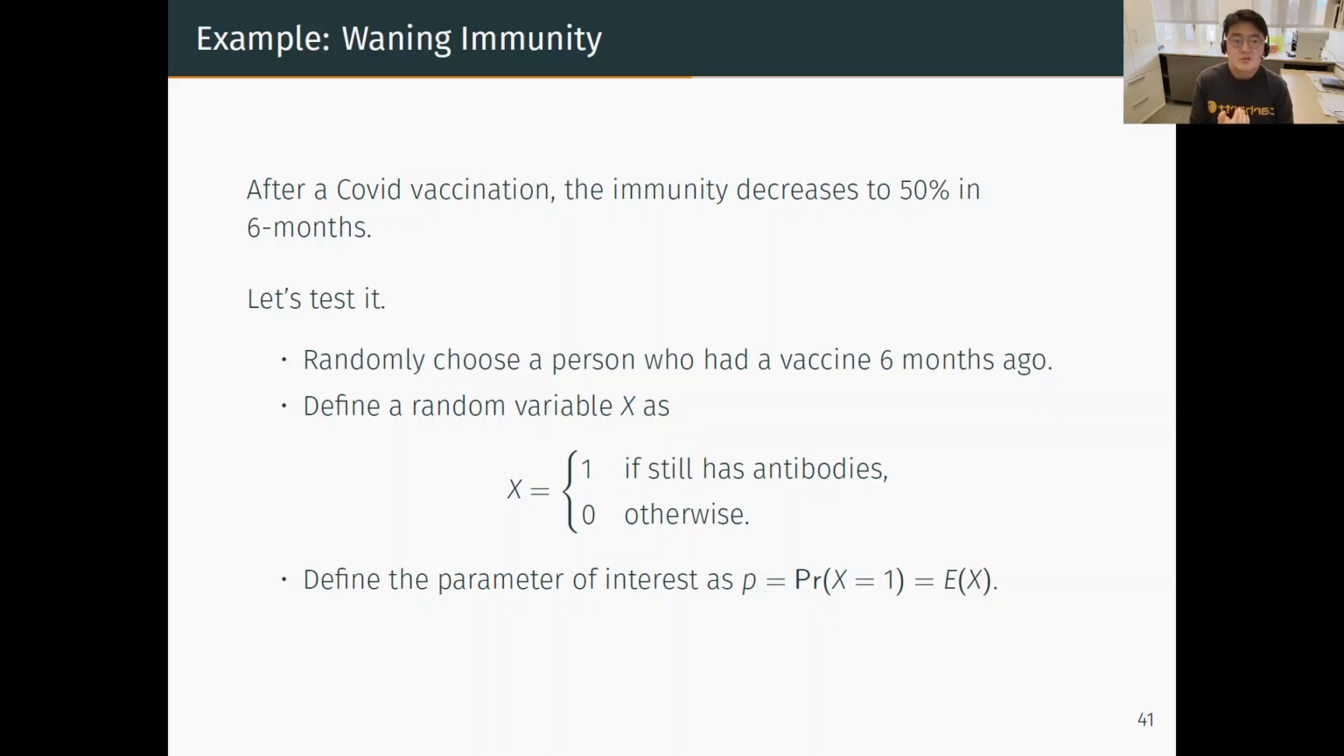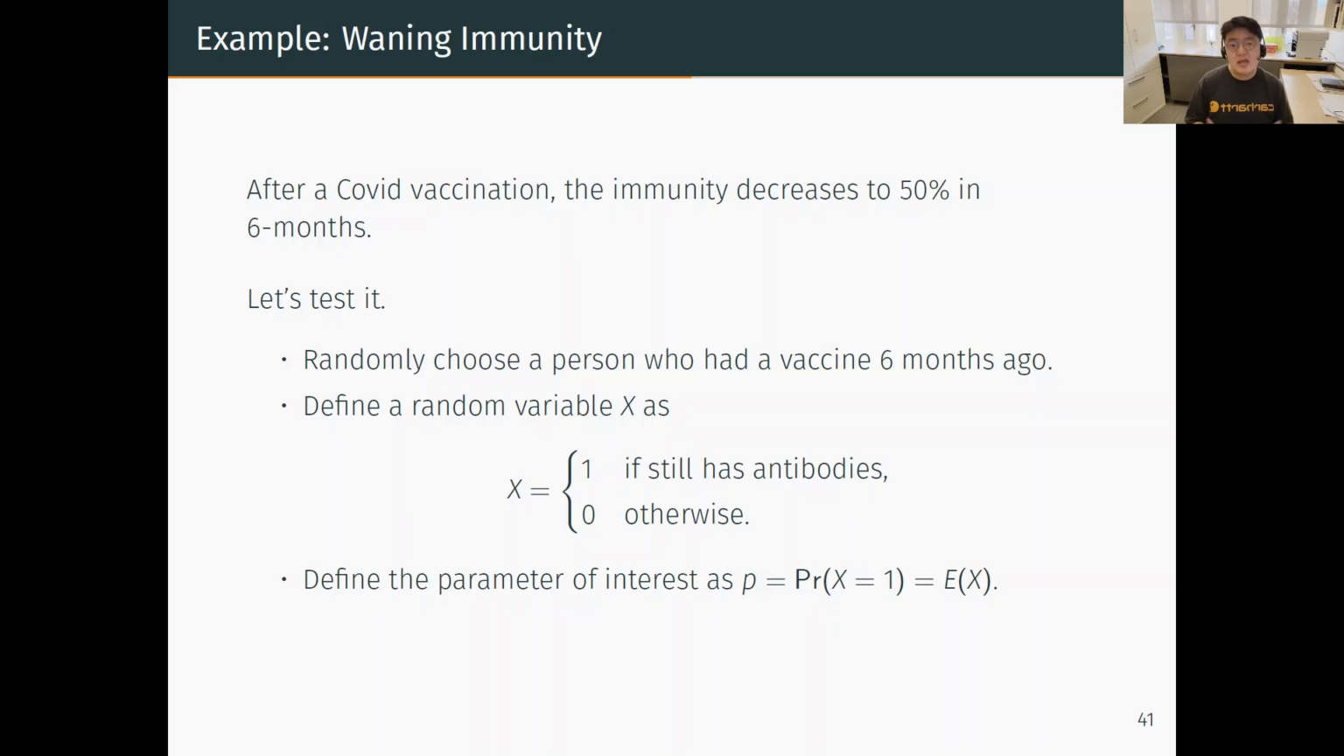Okay, we learned how to calculate type 1 and type 2 error probabilities. So I brought another numerical example. In this example, we will think about the COVID vaccine again, about its waning immunity. Suppose that we believe that the immunity decreases to 50% within 6 months after getting a COVID vaccine. So we'd like to test it.